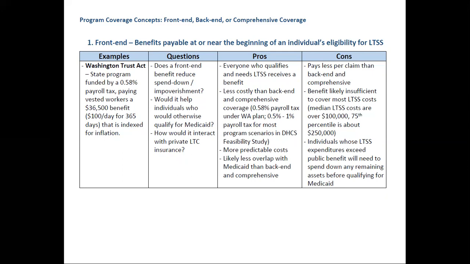Private insurance would supplement a front end benefit by paying out benefits after the public benefit is exhausted. So that public benefit would somewhat act as a waiting period for the private insurance. And hopefully, theoretically, that could allow for some supplementary private insurance designs that are cheaper than some of the private insurance policies that exist in the marketplace currently.